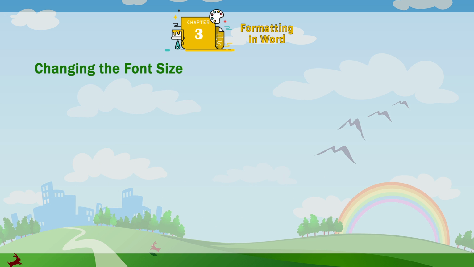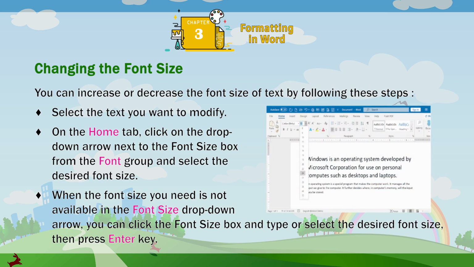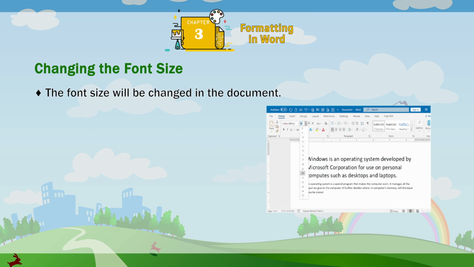Changing the font size. You can increase or decrease the font size of text by following these steps. Select the text you want to modify. On the Home tab, click on the drop-down arrow next to the font size box from the font group and select the desired font size. When the font size you need is not available in the font size drop-down arrow, you can click the font size box and type or select the desired font size. Then press Enter key. The font size will be changed in the document.